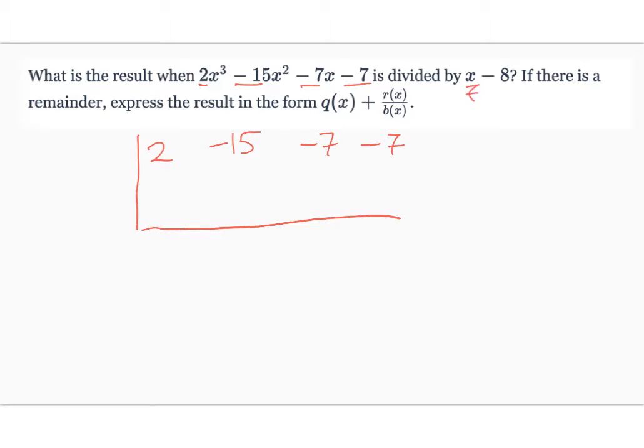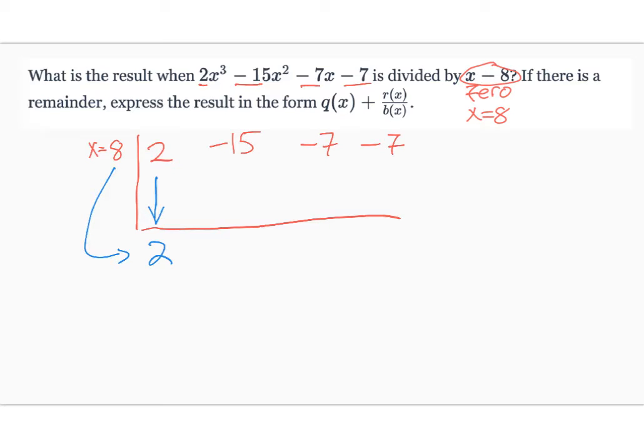I then need to identify what the 0 would be for the factor x minus 8. That's going to be x equals 8. And I'm going to put that out front. Synthetic division is always the same process. It's weird, but it's not a difficult process for us to use. We always bring down that first term.